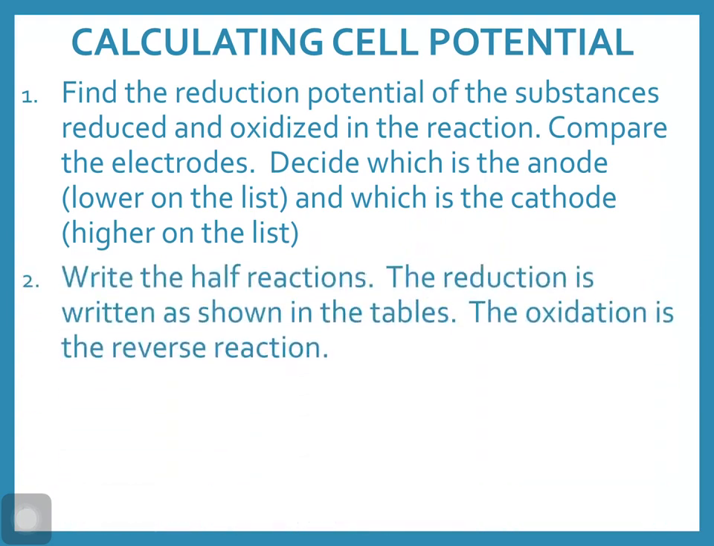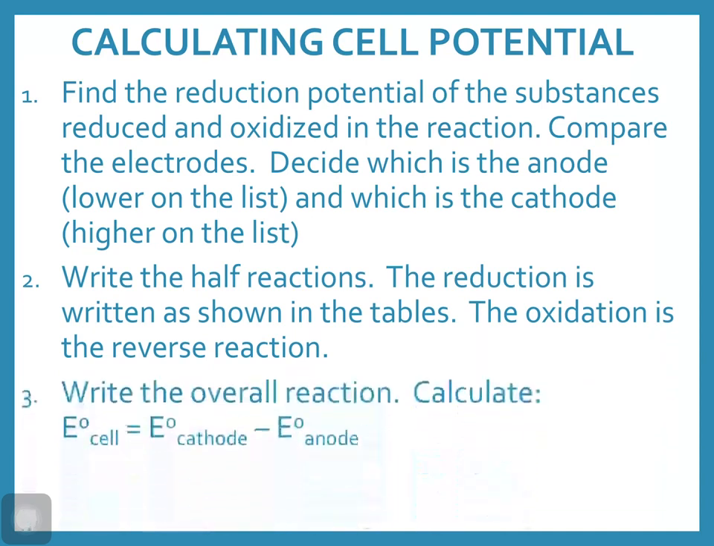So we're going to write the half reactions, and the reduction is written as that in the table. The oxidation is given as the reverse reaction because everything is written in terms of a reduction. And then the calculation is the standard cell potential is equal to the reduction potential of the cathode minus the reduction potential of the anode.